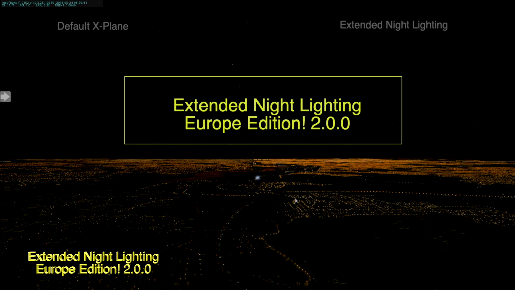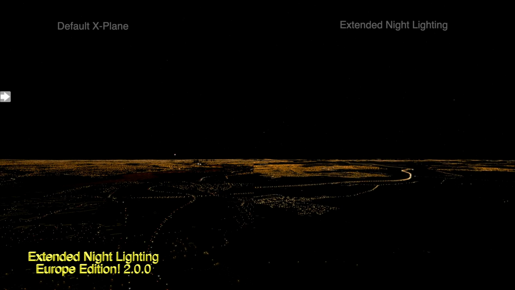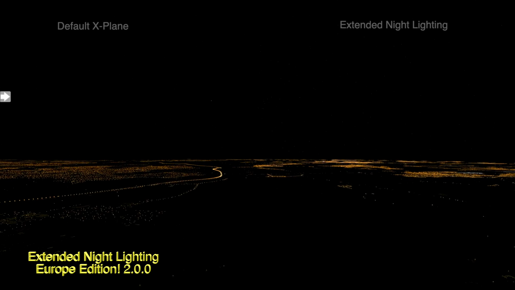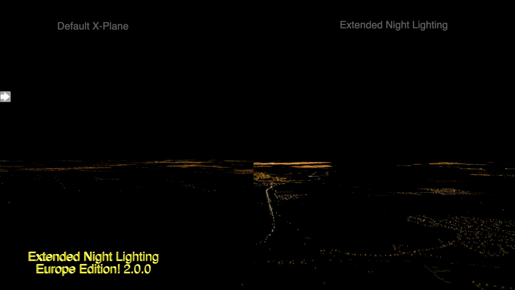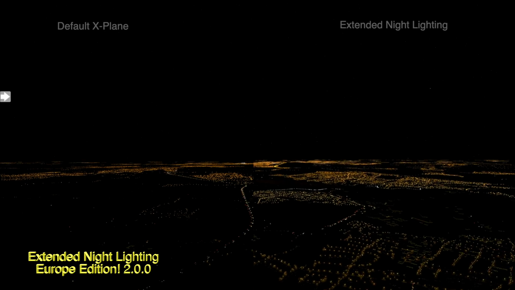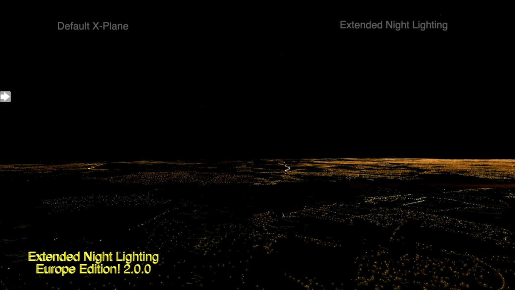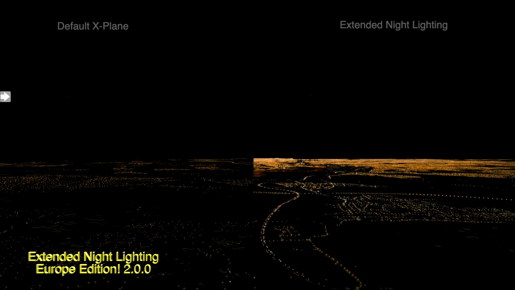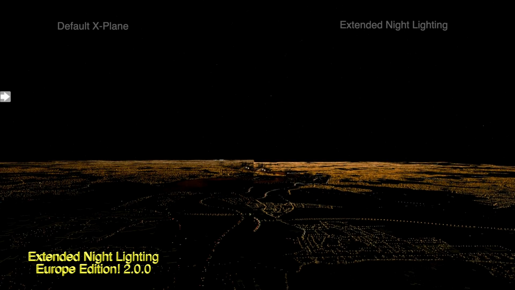Next up, Extended Night Lighting Europe Edition 2.0. You'll notice on the right side of the picture, the lights are more dense, brighter, more defined. Now, this is one of those add-ons that when you add to X-Plane, all of your add-ons together make X-Plane look altogether more realistic. Very easy to install. I'll put a link below. You just put a couple of files into your scenery folder. But again, it's one of these add-ons, when combined with all your other add-ons, makes X-Plane all the more realistic.